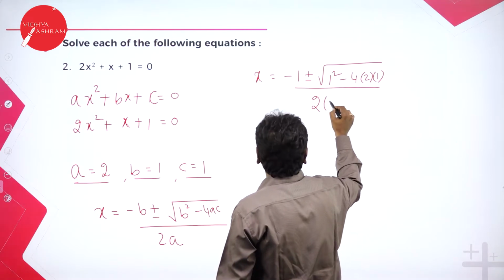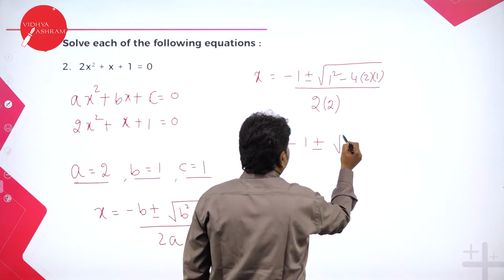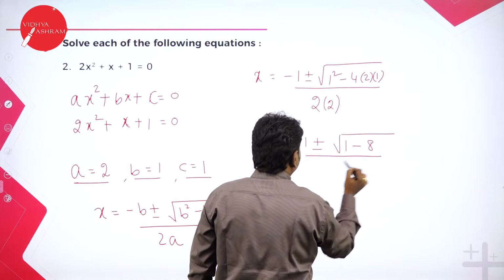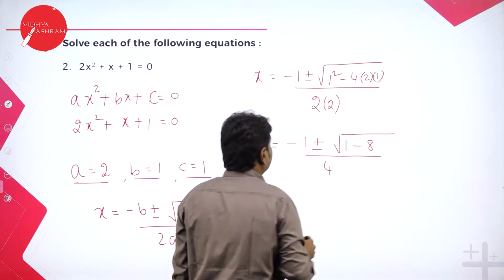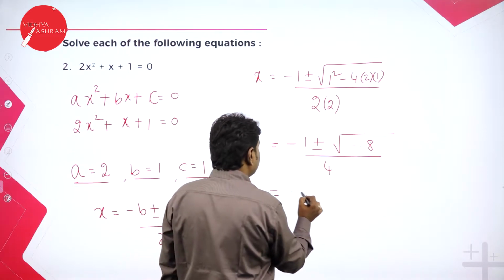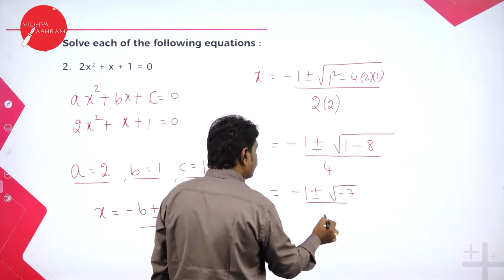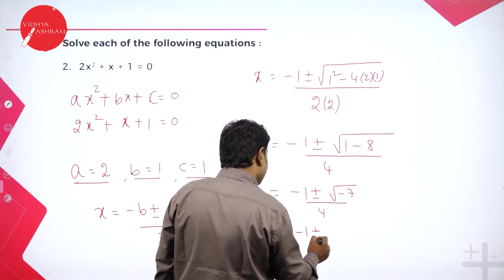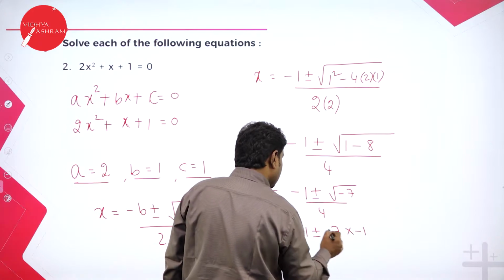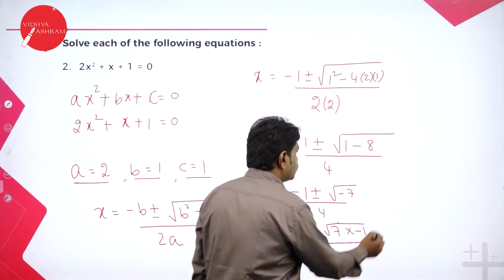What is a value? 2. That is minus 1 plus or minus root of 1 minus 8 divided by 2 into 2, that is 4. So all of you know the discriminant, b square minus 4ac. So minus 1 plus or minus root negative 7 divided by 4. Minus 1 plus or minus root negative 7 can be written as 7 into minus 1 under root, divided by 4. Further split it.